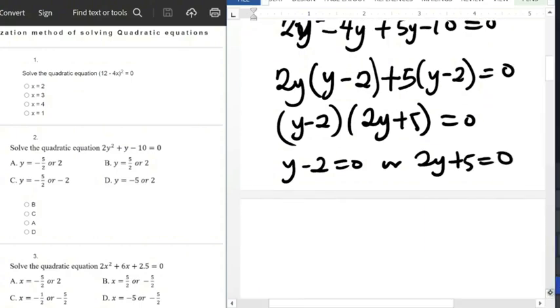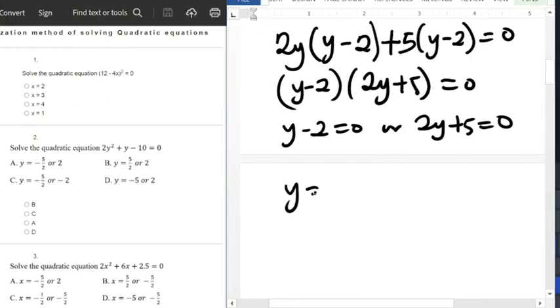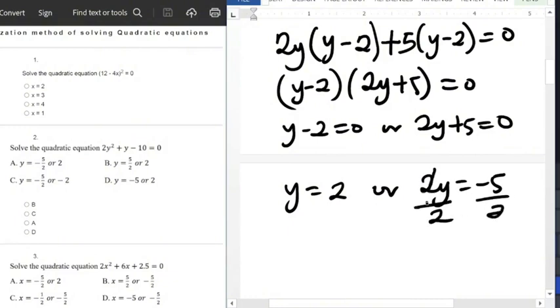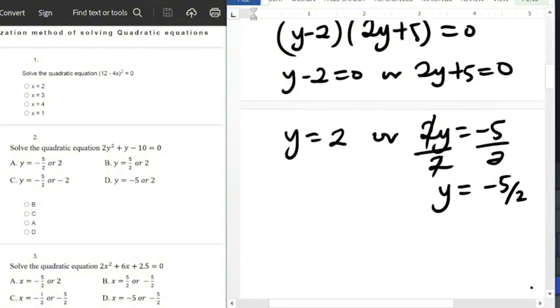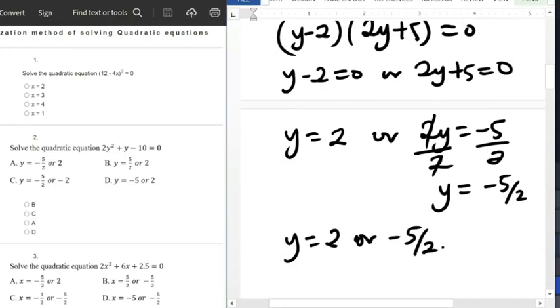In that case, we're going to have y equals 2, or 2y equals minus 5. So divide both sides by 2 here. Therefore y equals minus 5 over 2. That's how the answer is presented there. So y is equal to 2 or minus 5 all over 2. That's the option y equals minus 5 over 2 or 2. Yes, minus 5 over 2 or 2. That's option A. Option A is the correct answer.